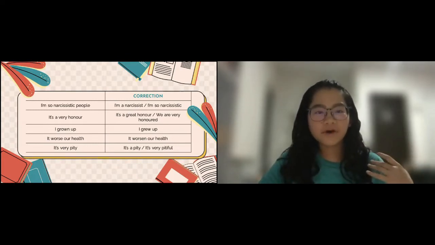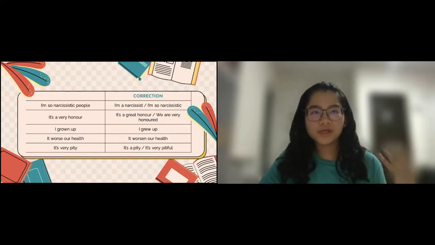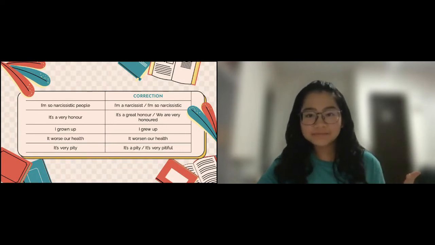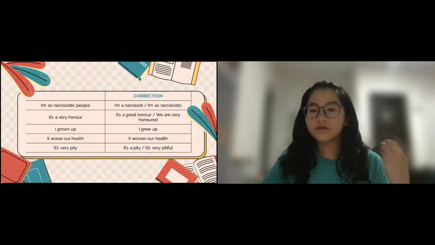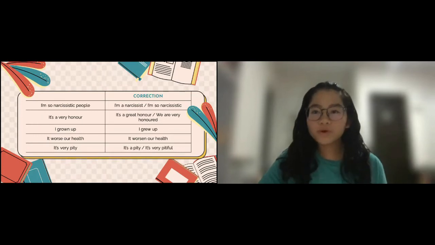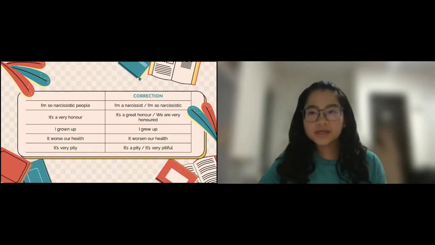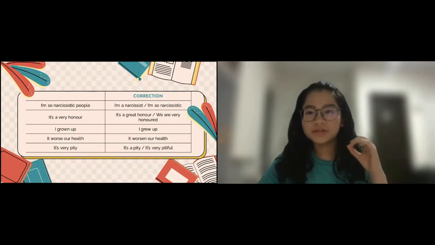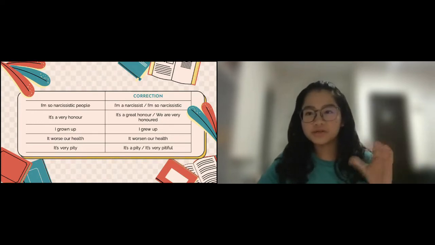And then we have "I grown up." This is the situation where we are supposed to use simple past. So instead of past participle, we use the word grew, the past tense. And then "it was our health." In this case, we should use a verb between it and our. So we should use worsen, the verb form.